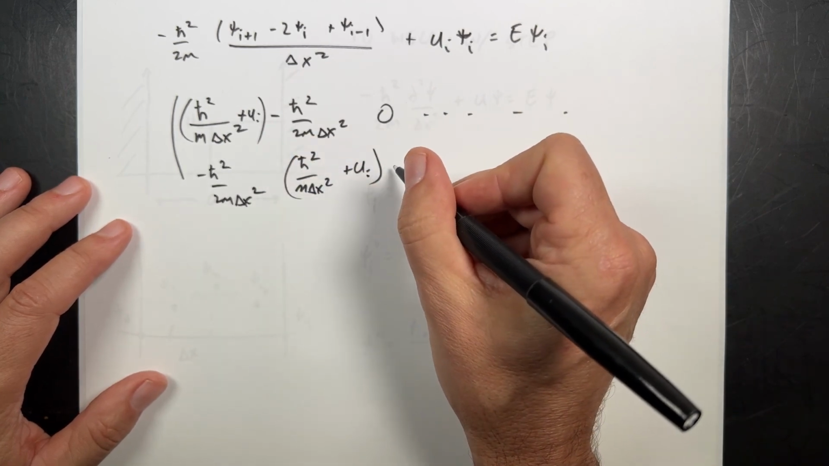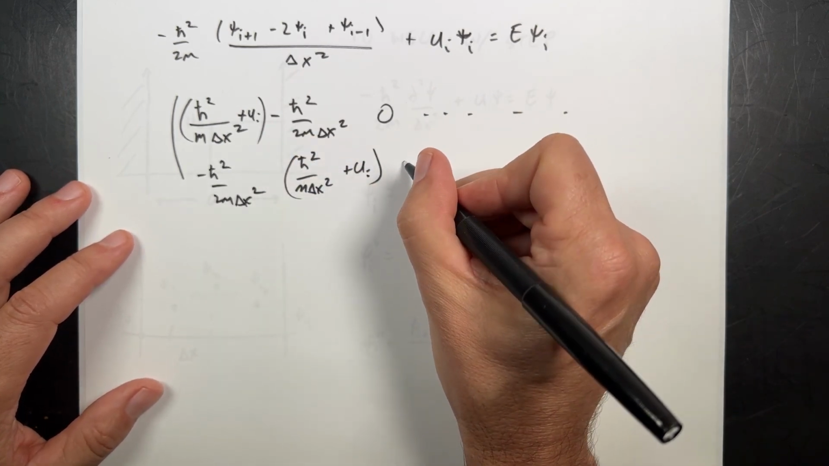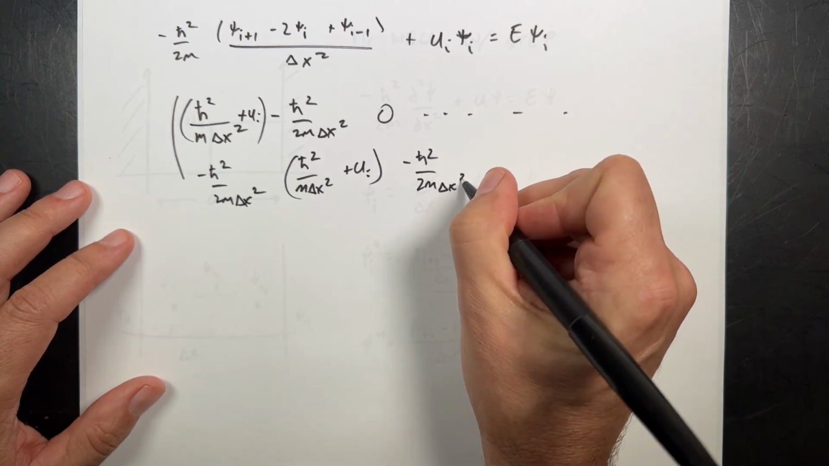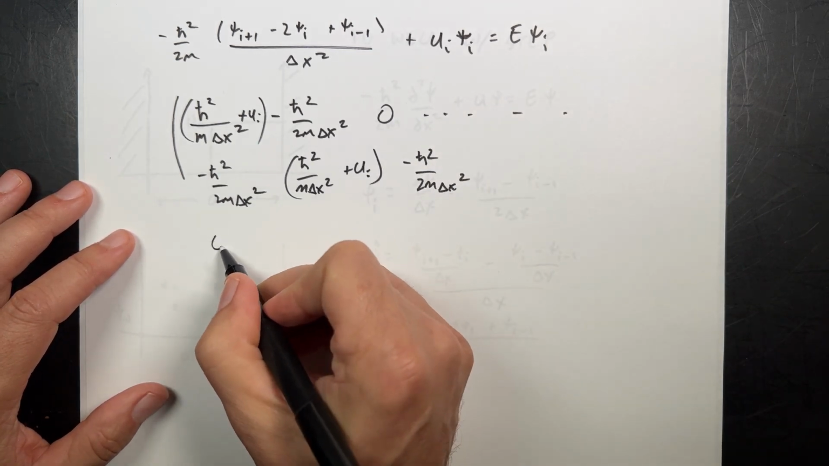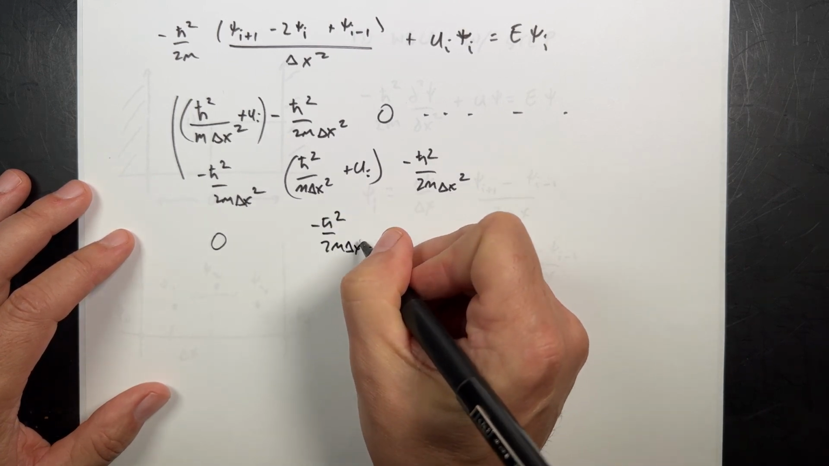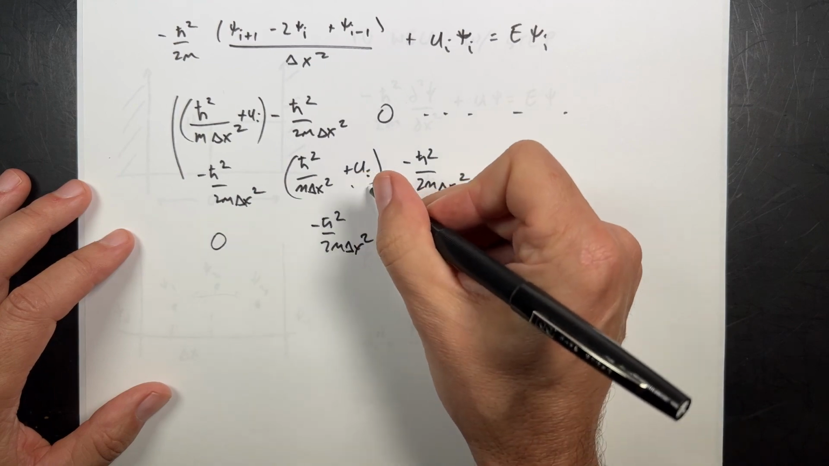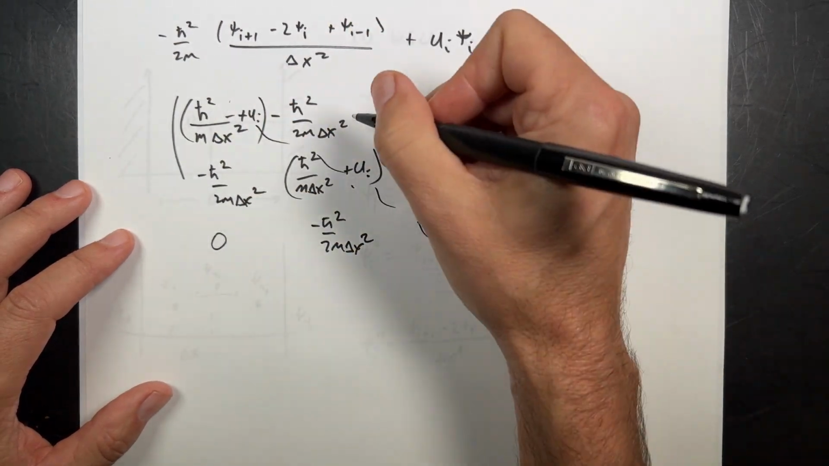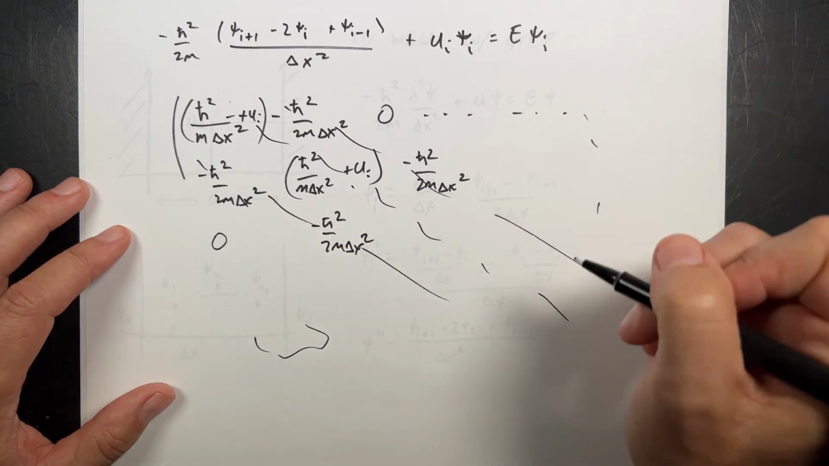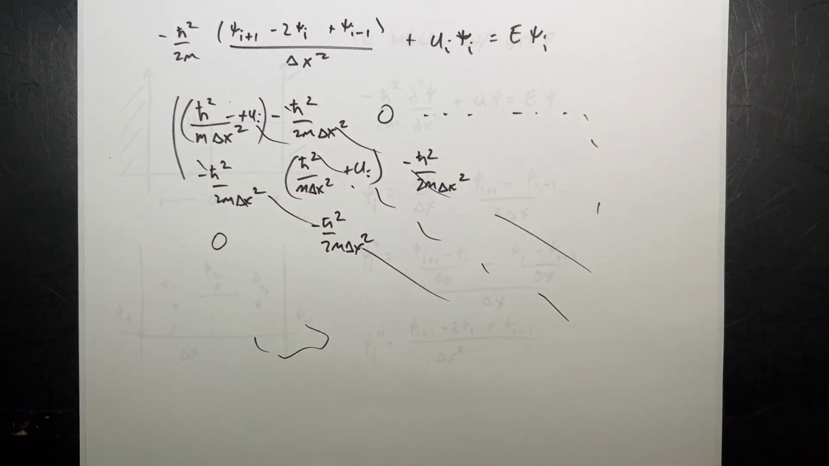And this is another negative h bar squared over 2m delta x squared. And then down here I get 0, negative h bar squared over 2m delta x squared. I get this term right here. Zeros. So that's my matrix right there.